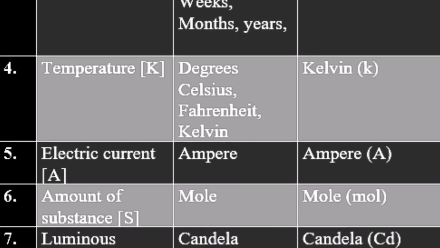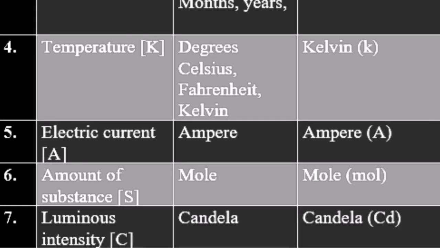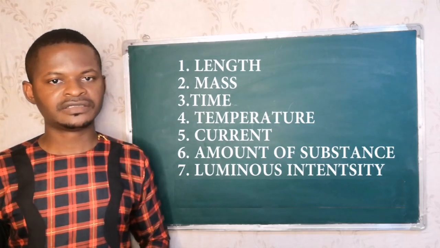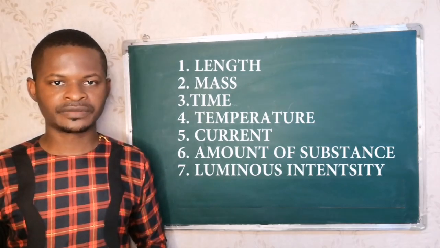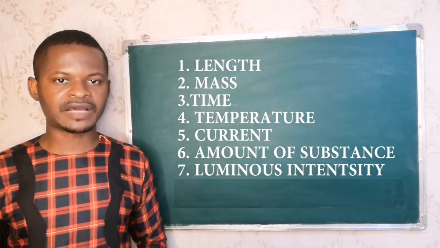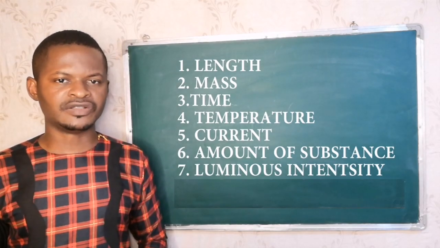Number 6, we have amount of substance with the dimension S, and the unit of amount of substance is the mole. The SI unit is also the mole with the symbol mol. Number 7 is luminous intensity with the dimension capital letter C, and the unit of luminous intensity is candela, and candela is also the SI unit for luminous intensity with the symbol cd. So here are the fundamental physical quantities. The first is the length, the second is the mass, the third is time, the fourth is temperature, the fifth is current, the sixth is amount of substance, the seventh is luminous intensity.